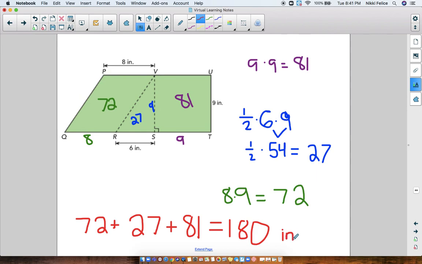So that's a composite figure. And now that you know how to find the area of the small shapes, you can find the area of any shape. Just break it up into the shapes that you do know and then add them all together at the end.